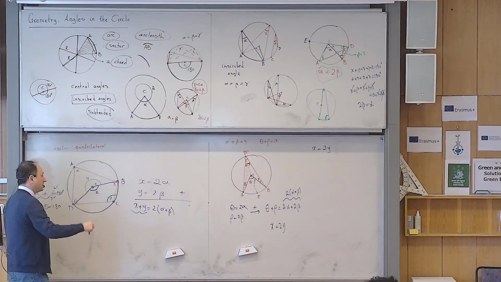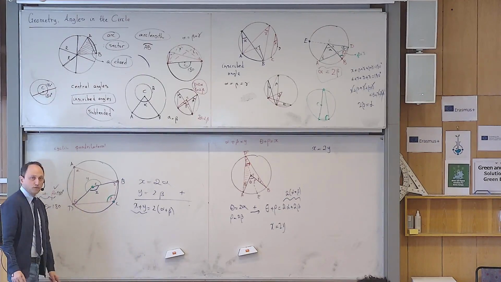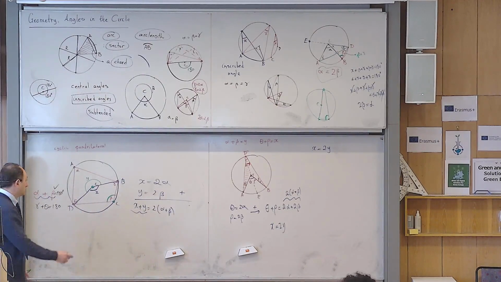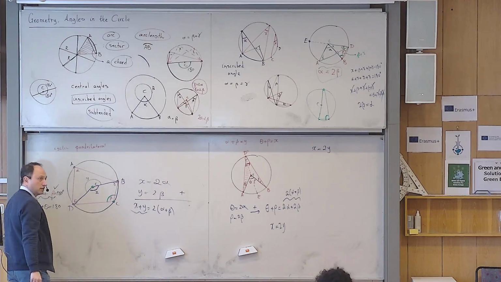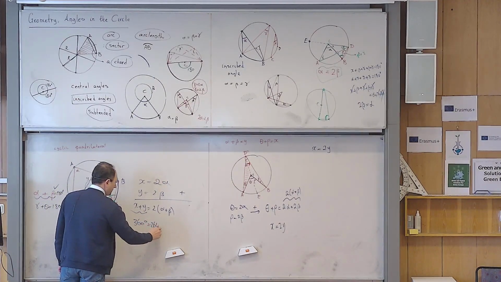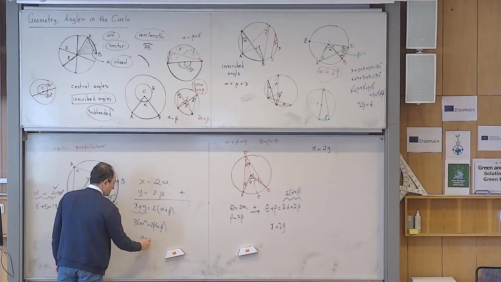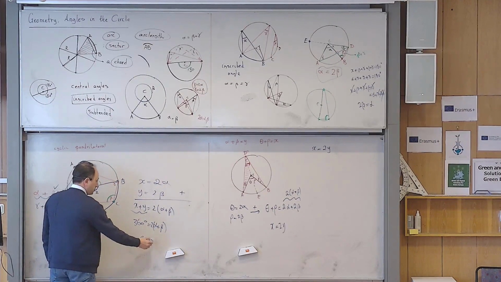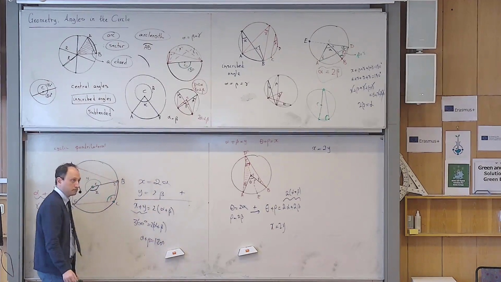No. Do I know something about Y? No. But do I know something about X plus Y? 360 degrees. So it becomes 360 degrees equals 2 times alpha plus beta. So I am looking for alpha plus beta. What is alpha plus beta? 180 degrees.